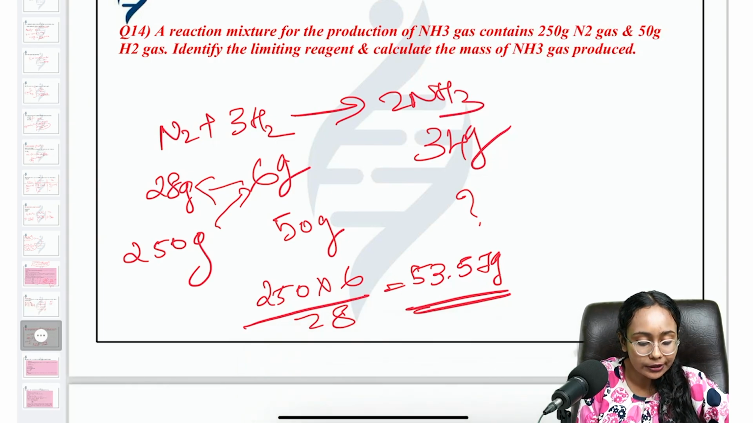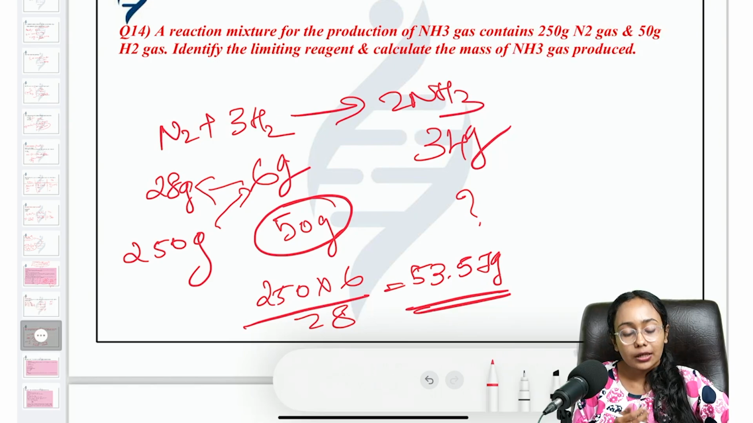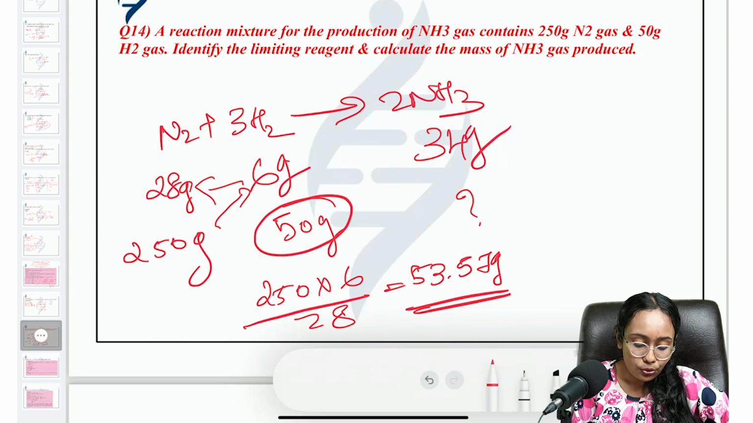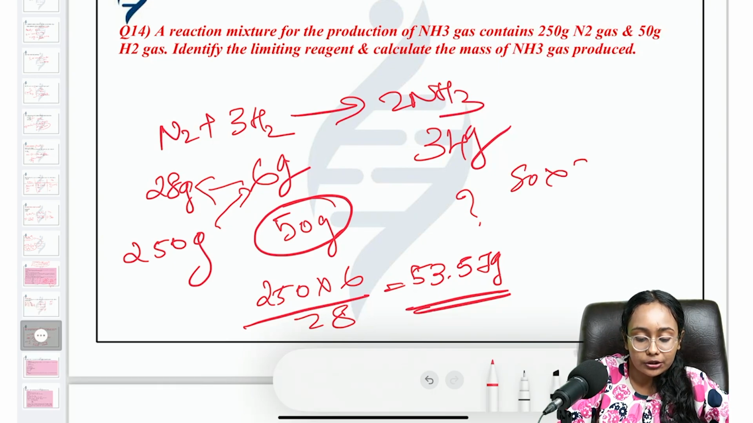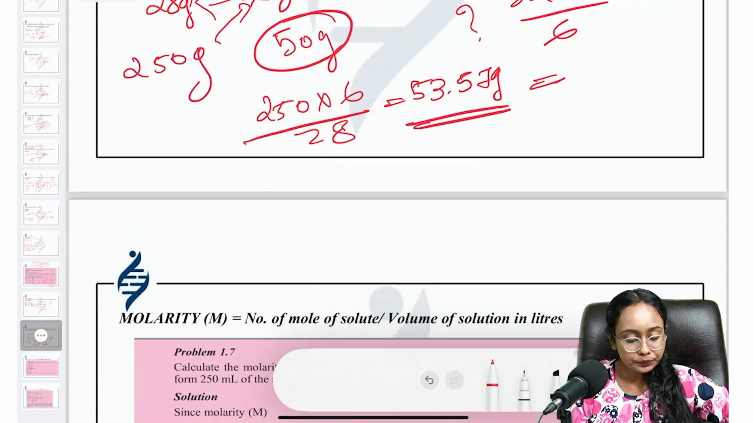Do we have enough quantity of hydrogen here? As per the question, only 50 grams of hydrogen is there. So, which is the limiting reagent? Hydrogen is the limiting reagent. Yes, of course. How do we find the mass of ammonia produced? Just multiply 50 into 34 divided by 6. The answer will be the mass of ammonia that is produced.